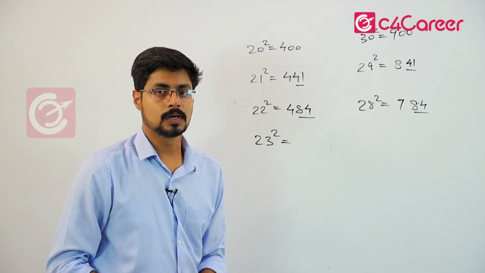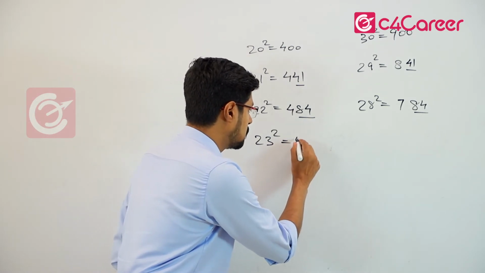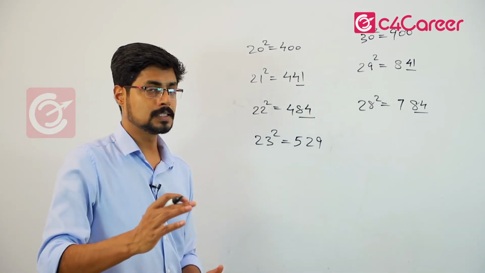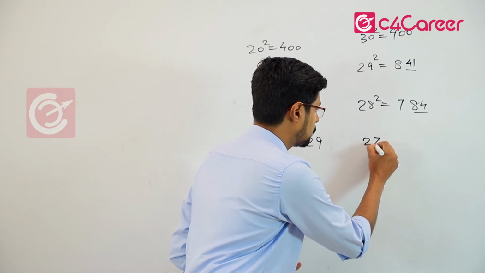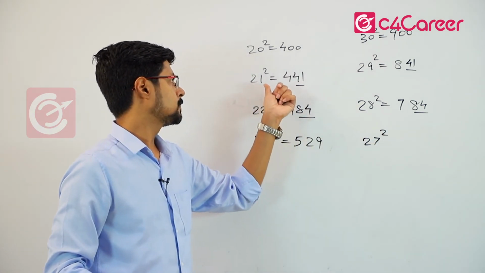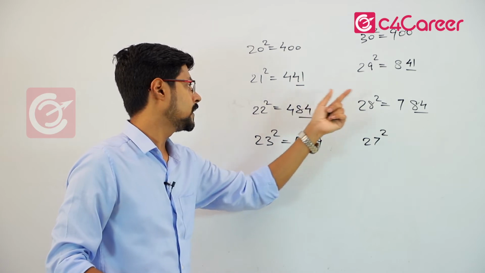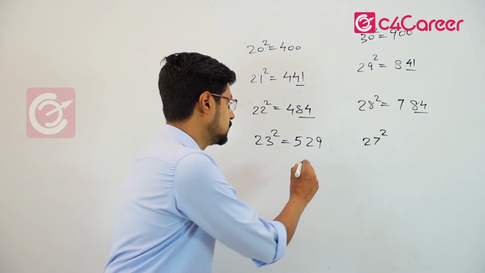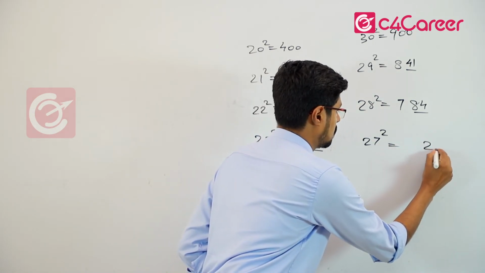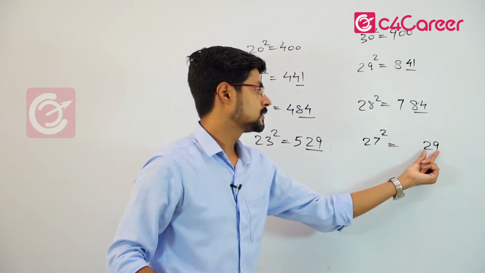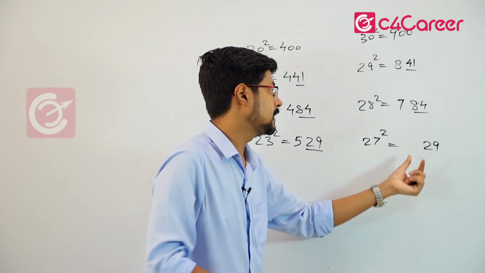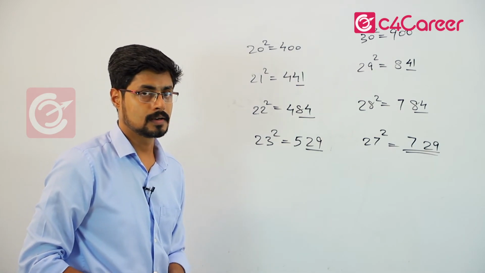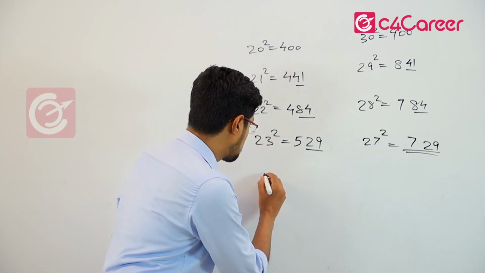Let's look at the third one. 23 square. What is it? This one you will have to memorize as 529. You can apply the same logic for 27 square. 3 and 7. Look at the pairs: 1 and 9, 1 plus 9 is 10; 2 and 8, 2 plus 8 is 10; 3 and 7, 3 plus 7 is 10. For such pairs, the last digits are the same. So we have 29 here. And this was 784. Just getting down, it will be 729.